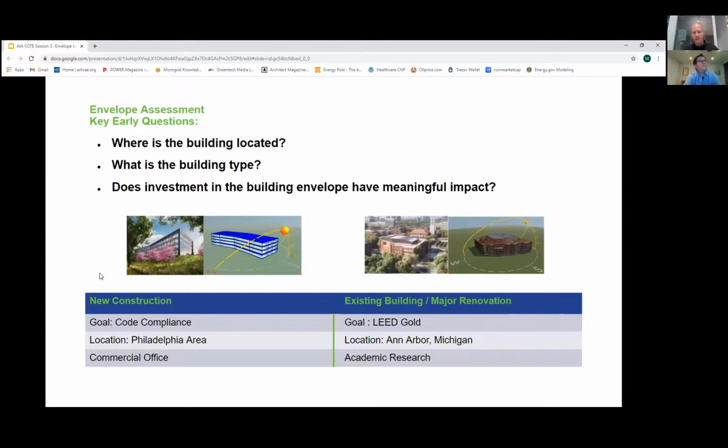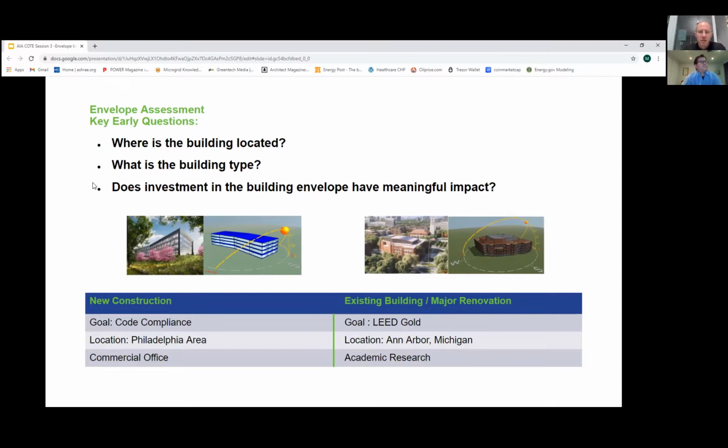But for the topic today, I was asked to look at some early questions specifically for envelopes. This was drilled into us a lot already, but a couple of the key questions I came up with are the same as everybody else's. Where is the building located? What is the building type? And does the investment in the building envelope really have a meaningful impact?